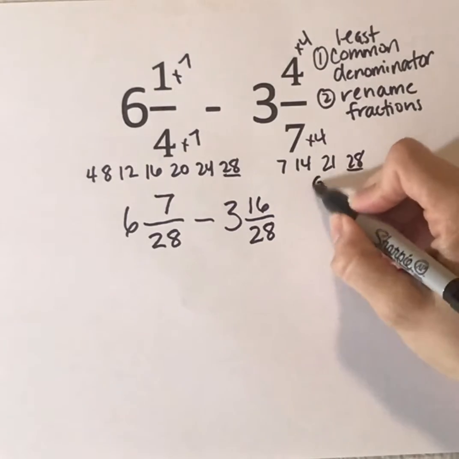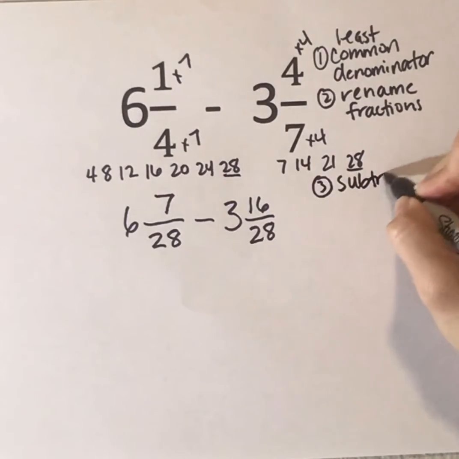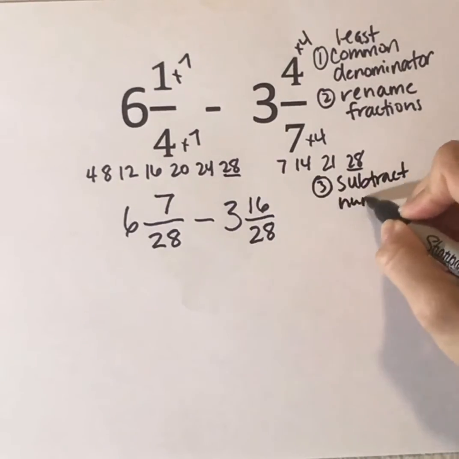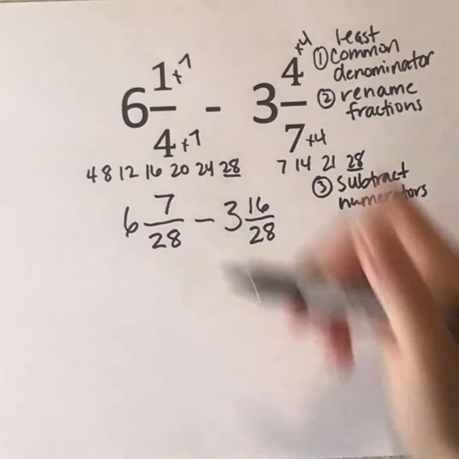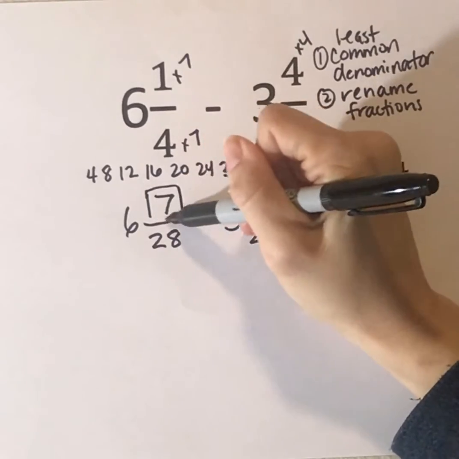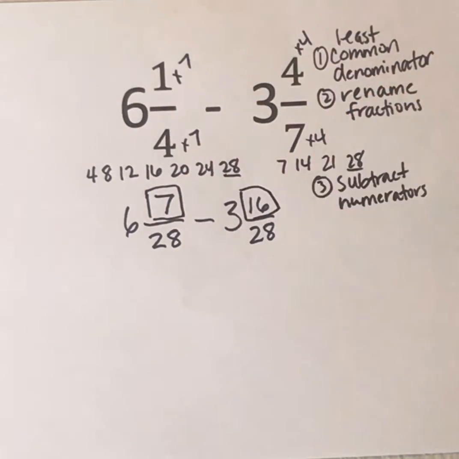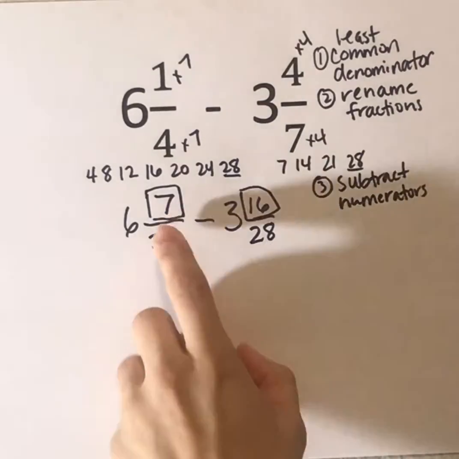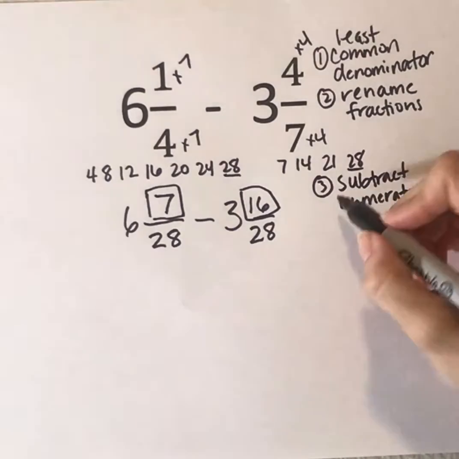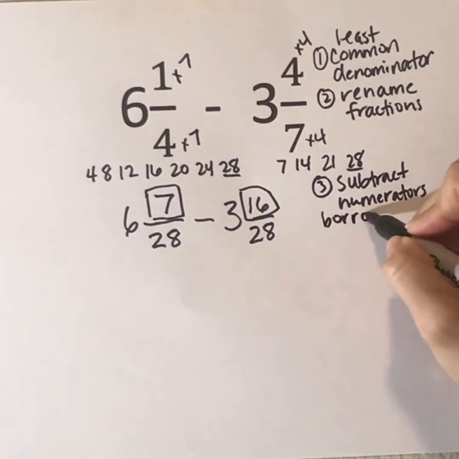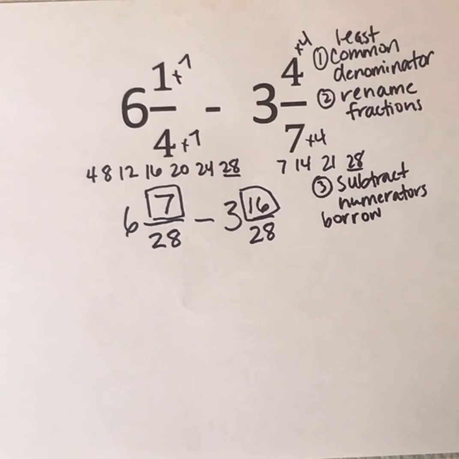Next step is we're going to subtract the numerators. Remember, the numerator is the top number. So we're going to subtract 7 from 16. Now, we have a problem because I cannot subtract 7 from 16 in this particular problem. So what we're going to have to do is some borrowing.